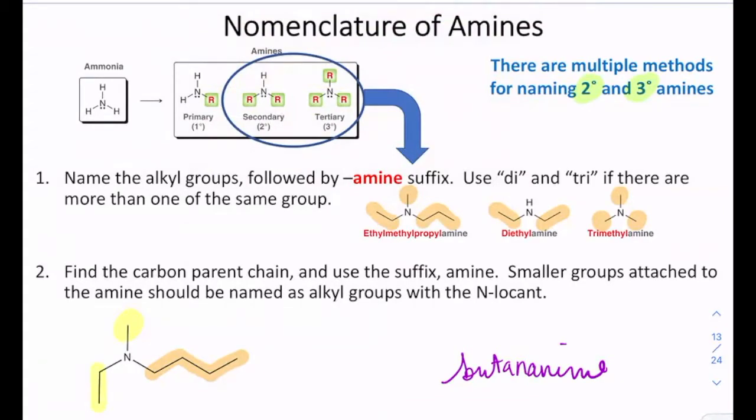Instead of putting a number, the methyl group and the ethyl group are not attached to a carbon. They are in fact attached to the nitrogen. What we're going to call this is N-ethyl-N-methylbutanamine. These N's just mean that the ethyl and the methyl are attached to the nitrogen. And the reason that there is a dash there is because the N is a locant. So when we use N in this way, we're going to use a dash. And again, alphabetical order, we put ethyl before methyl and then butanamine. And so there's how we name amines.